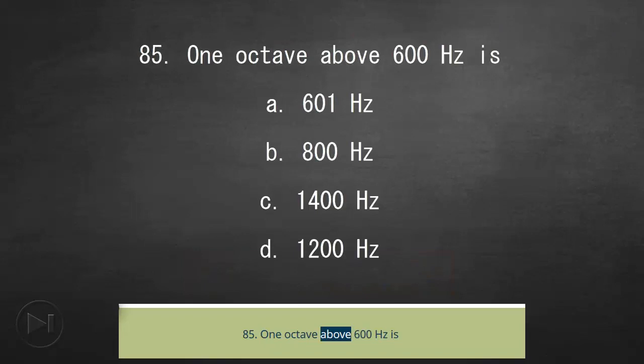85. One octave above 600 Hz is A. 601 Hz, B. 800 Hz, C. 1400 Hz, D. 1200 Hz. Answer, D. 1200 Hz.